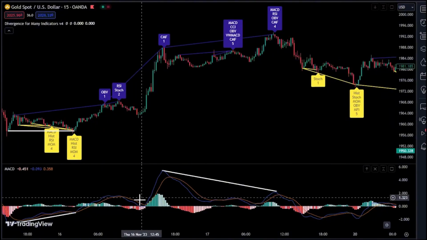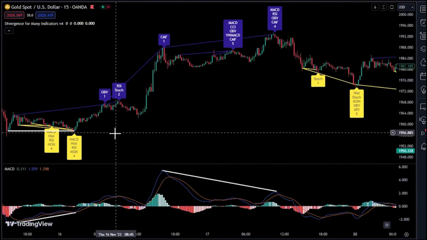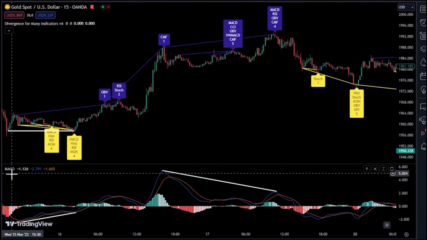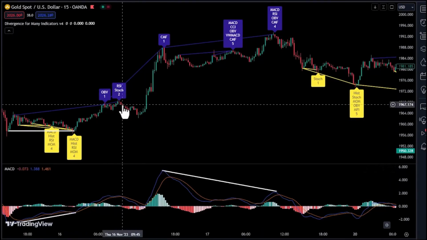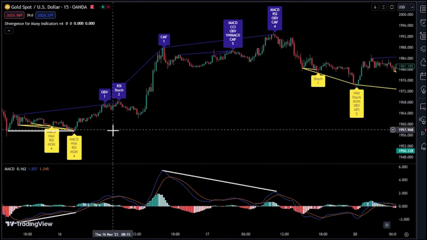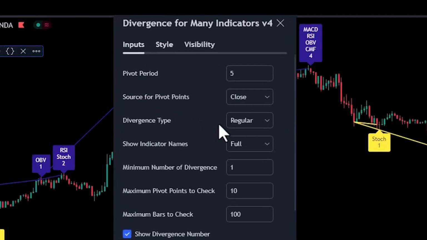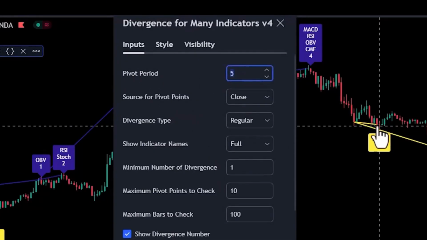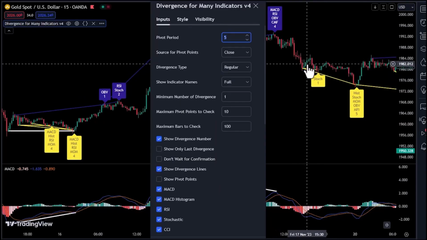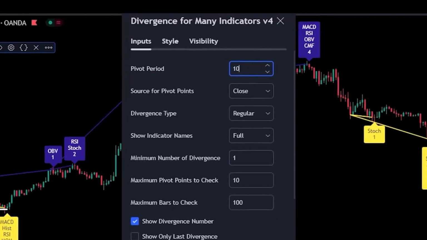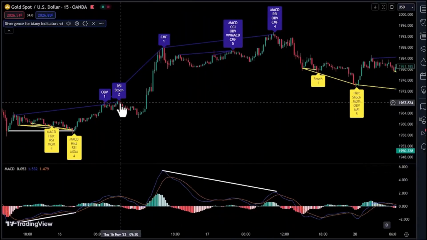My recommendation is that when you are using this indicator, make sure to use one of the oscillators like MACD or RSI, and I don't really recommend using others like stochastic. The next point is that you can go to the settings section and increase the pivot period to catch those very subtle divergences that might occur. We can eliminate potential false signals by changing the number to 10.